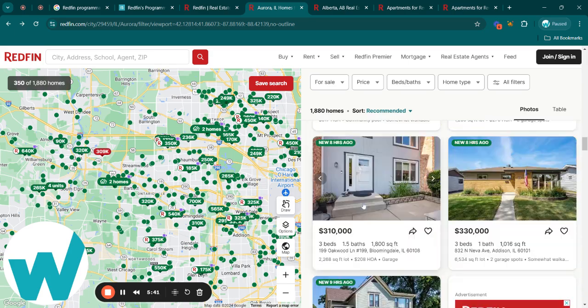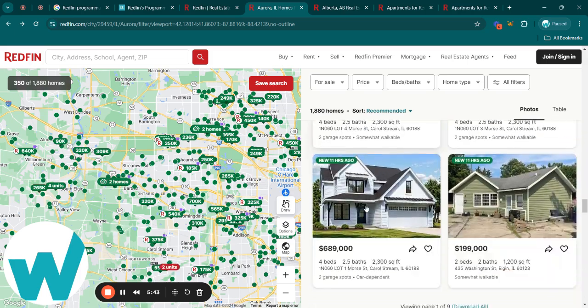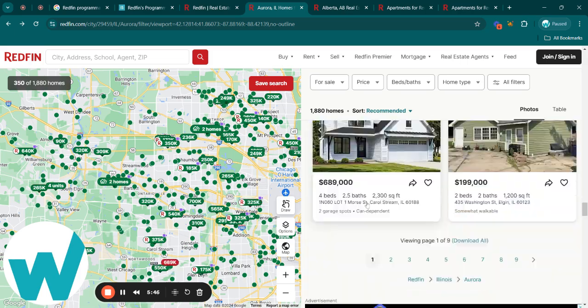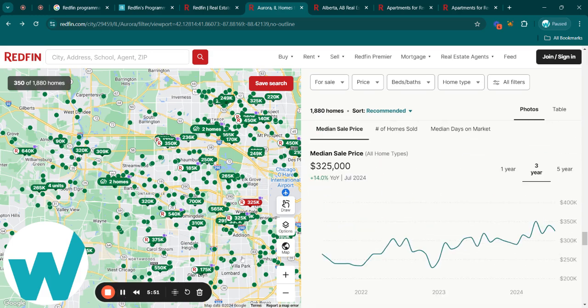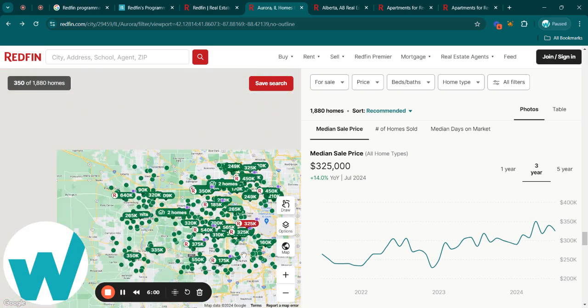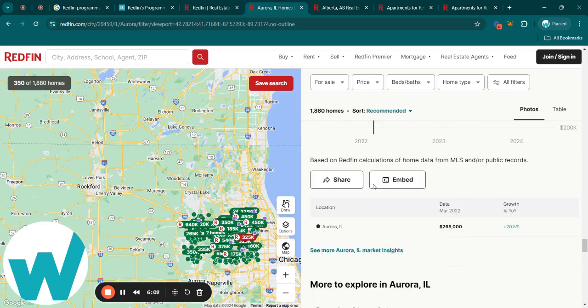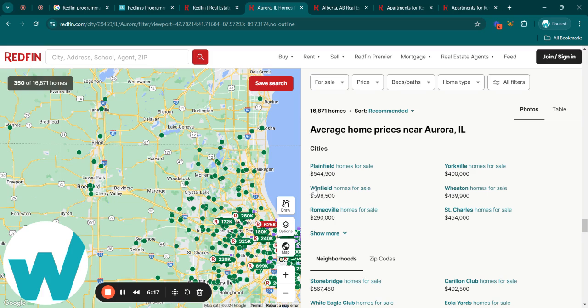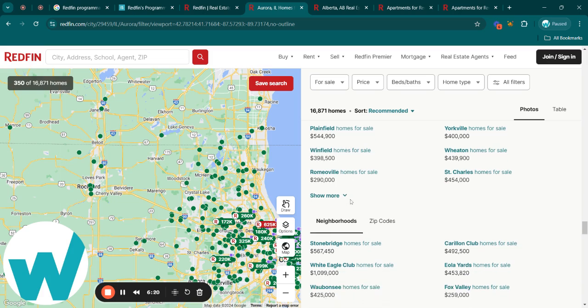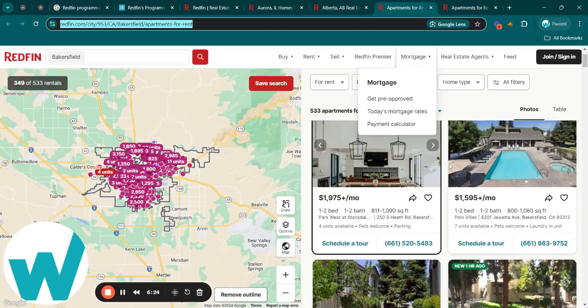And once after the listings, here is the local market trends. This provides insights into this location's real estate market, including average prices and trends. Also, there are other resource links here like buying guides and other rental listings and other real estate opportunities for this location. Next, coming to their property pages.